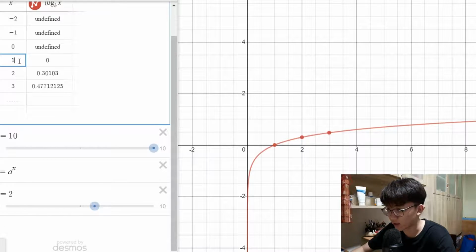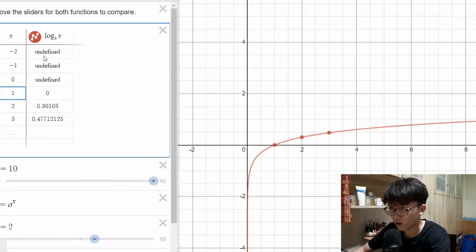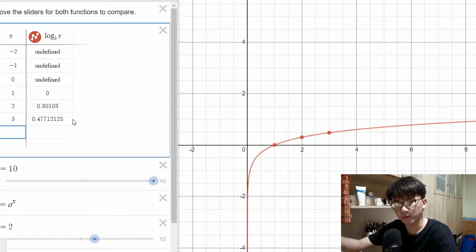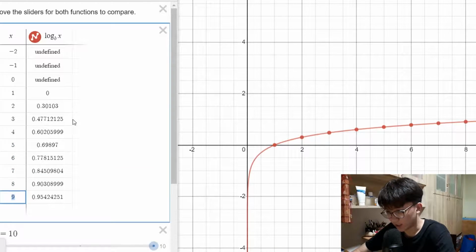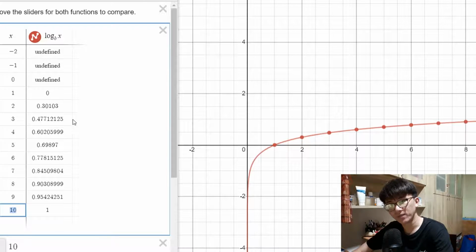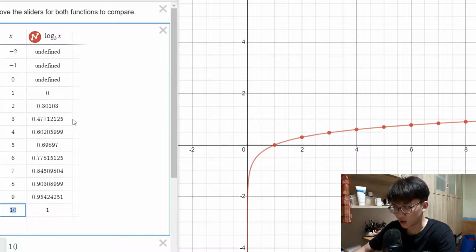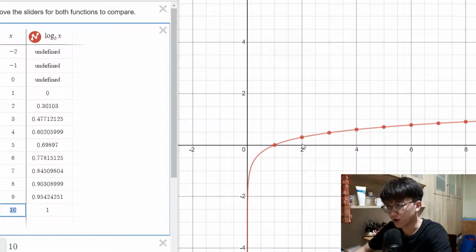Let's say the x is 1. You can see log base 10 of 1 is 0. Then at log base 10 of 2, the y is 0.30103, which is around here. Now you can see the log base 10 values change. Let's say it's 4, 6, 7, 8, 9, 10. When it reaches 10, it hits 1. So log base 10 of 10 hits 1. That means this is how the graph will look if it's a log base 10.